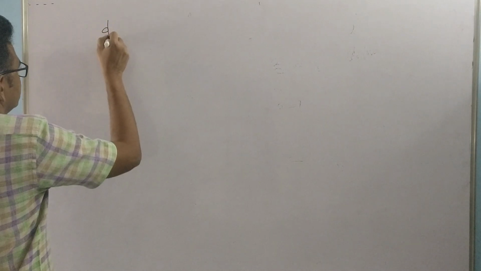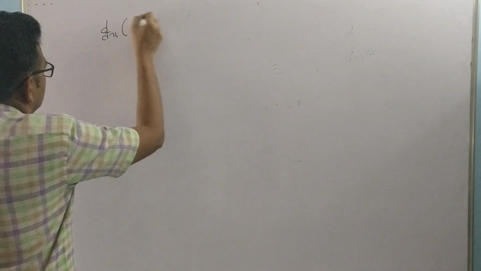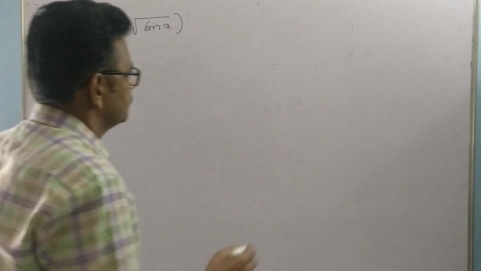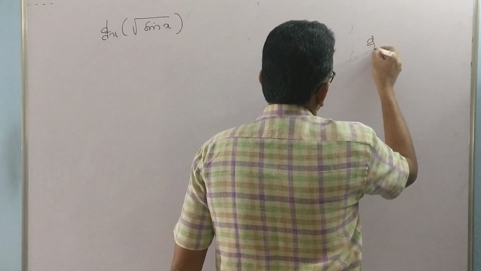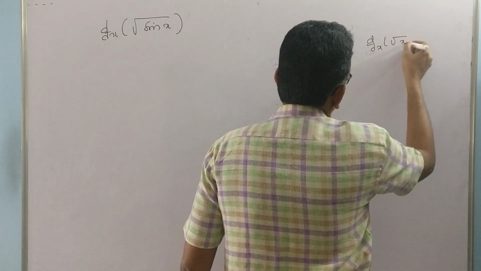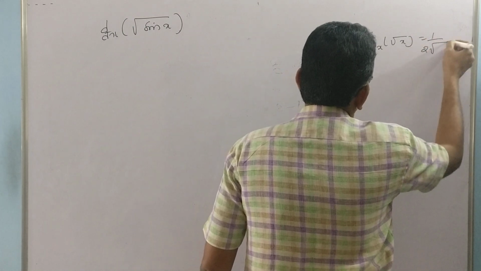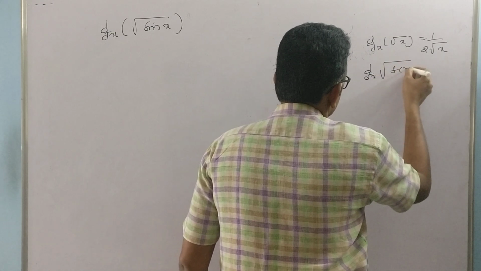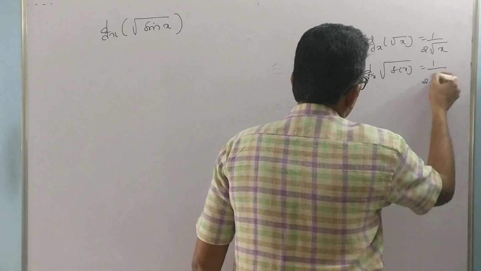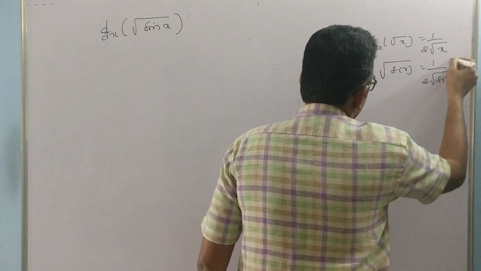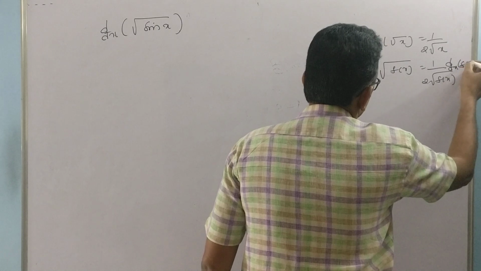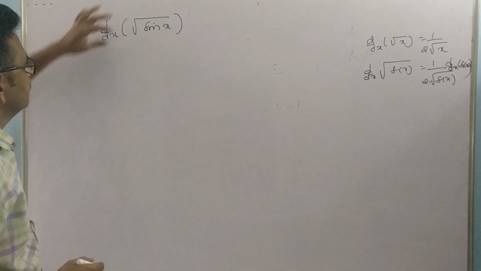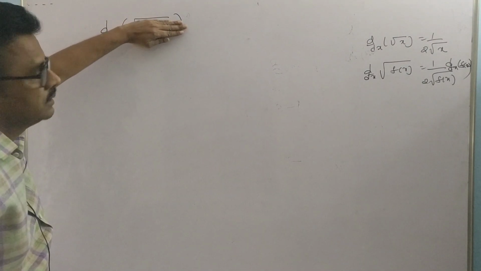Hi students, good morning. Now the derivative of root of sin x. We have the derivative of root x is equal to 1 by 2 root x. If it is a function of x, the derivative of root f of x is equal to 1 by 2 root f of x into derivative of f of x. This is the function form of the derivative of root x. Here it is not x, this is sin x.